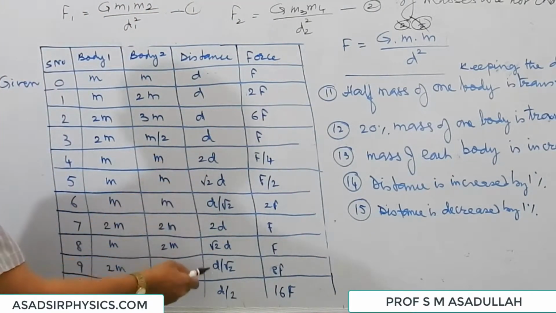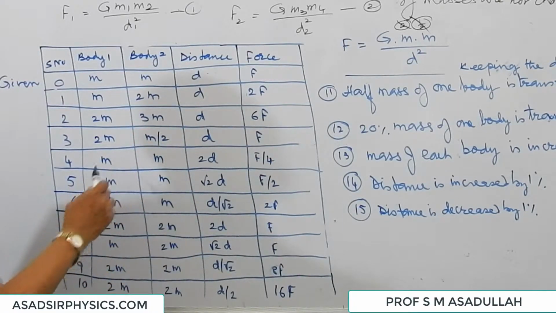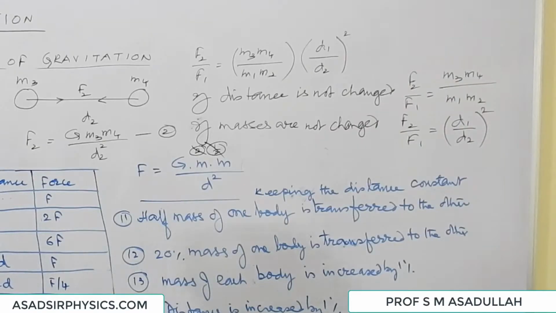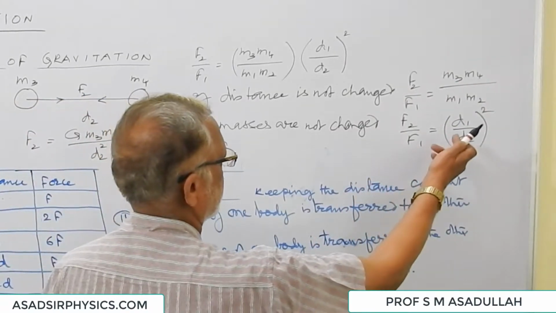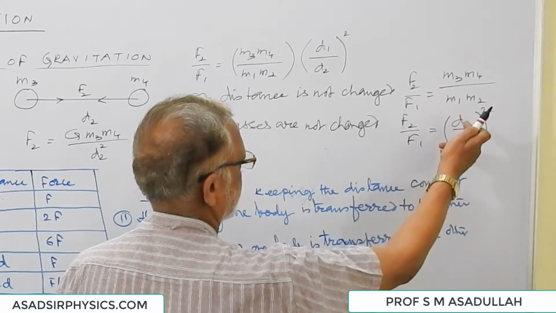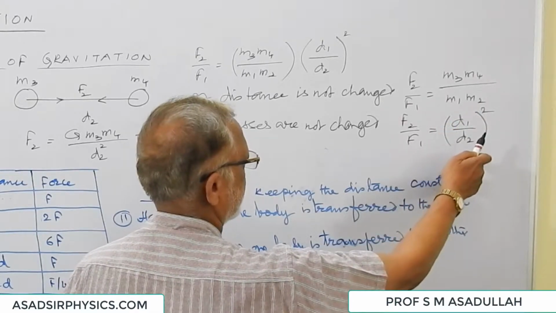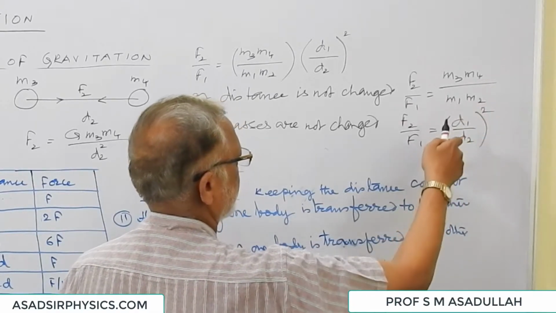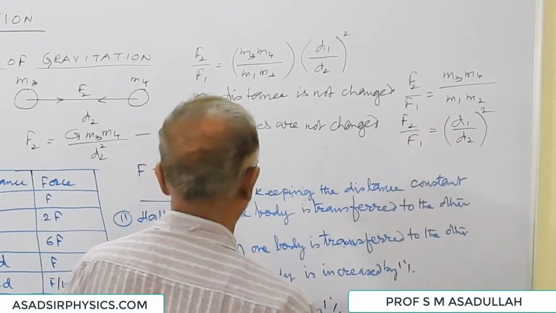Now we are changing distance here. Masses are kept constant, only distance is doubled. If you want, you can use this formula. Distance is doubled. This is d, this is 2d. d and d will get cancelled. 1 by 2 whole square is 1 by 4. F2 is equal to F1 by 4.